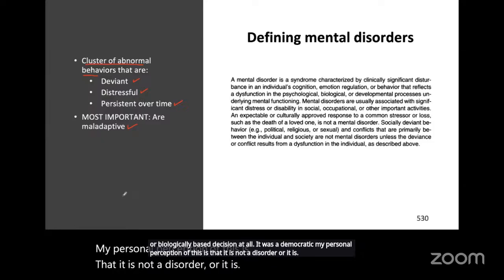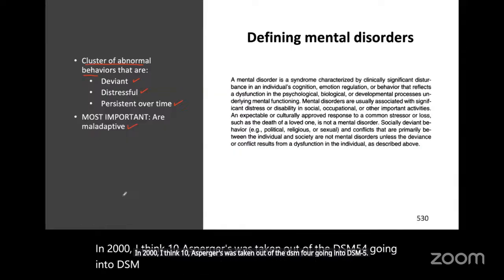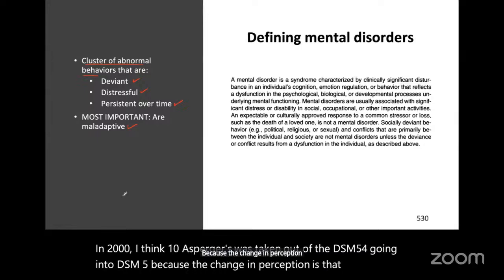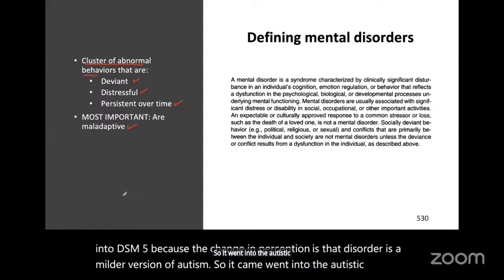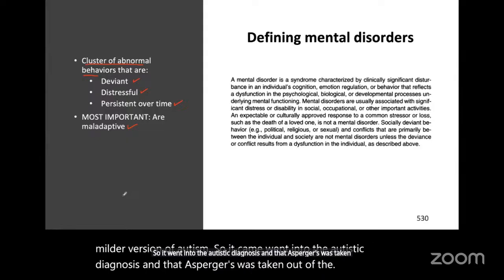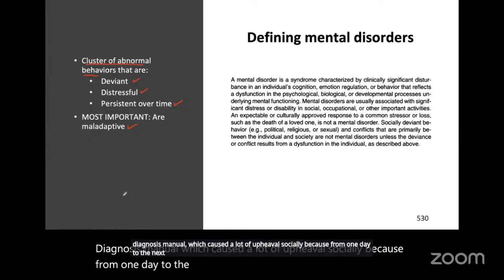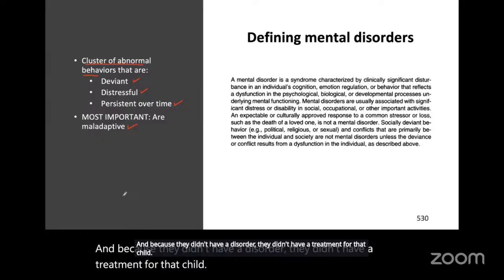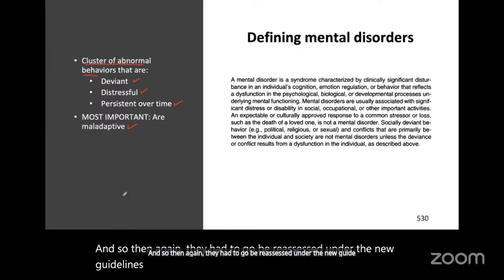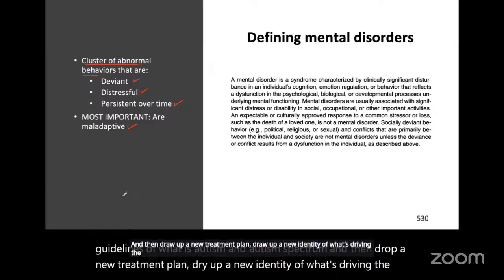In 2010, I think, Asperger's was taken out of the DSM-4 going into DSM-5 because the change in perception is that that disorder is a milder version of autism. So it went into the autism diagnosis, and Asperger's was taken out of the diagnosis manual, which caused a lot of upheaval socially because from one day to the next, all of a sudden a child woke up and they didn't have a disorder anymore. And because they didn't have a disorder, they didn't have a treatment for that child. And so then again, they had to go be reassessed under the new guidelines of what is autism and autism spectrum, and then draw up a new treatment plan, draw up a new identity of what's driving the abnormal behaviors within those children and adolescents.